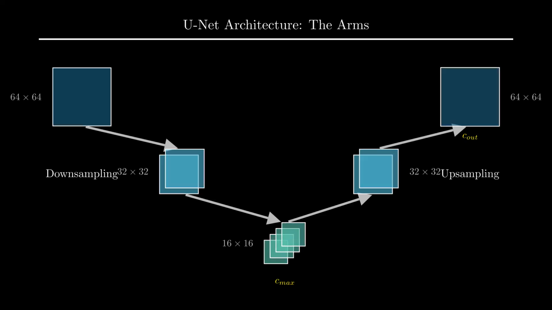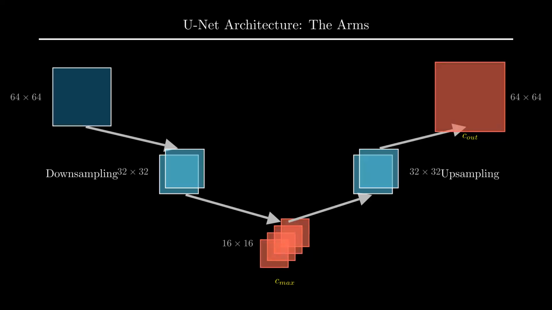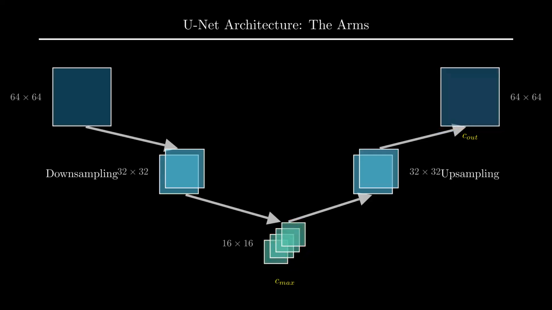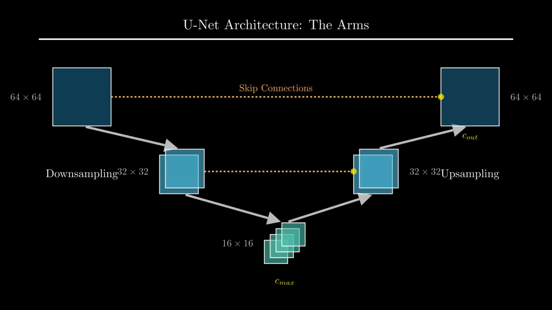However, there's a major problem. Downsampling destroys fine details like sharp edges or specific textures. If we just upsample from the bottleneck, the result would be blurry and generic. This is where skip connections come in. These bridges act like a memory system. They copy the high-resolution details from the encoder and paste them directly onto the decoder layers. This gives the model the best of both worlds: the deep semantic understanding from the bottom and the crisp, fine-grained details from the top.